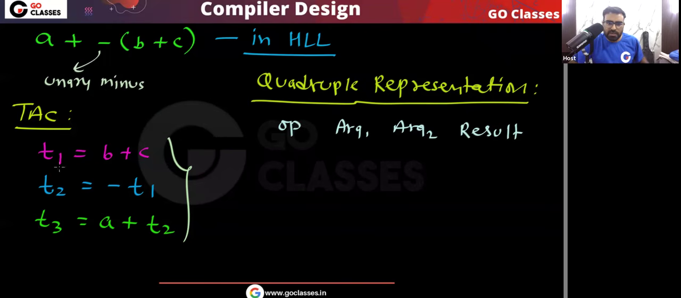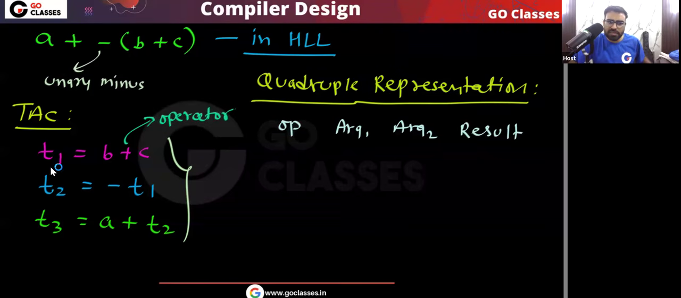Now let's store this first instruction t1 equal to b plus c. So tell me, in the quadruple representation, how are we going to store this t1 equal to b plus c? Very simple. Here, what is the operator? The operator is plus. Here you can notice this is the operator. Operator is basically plus.